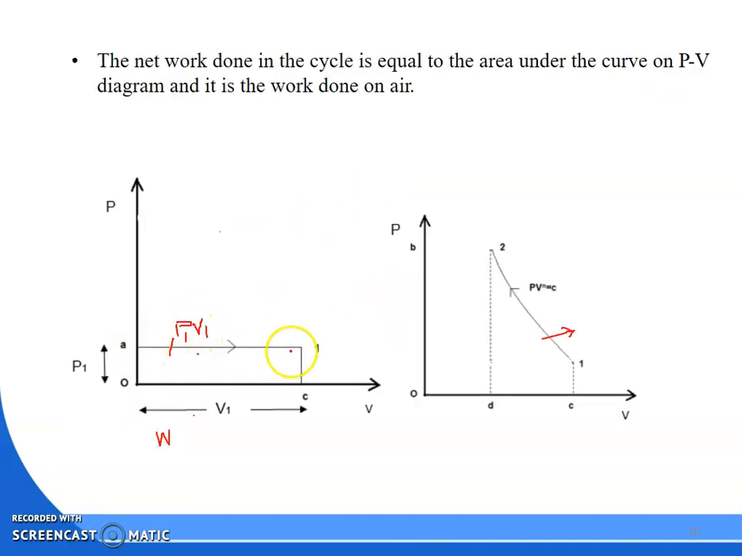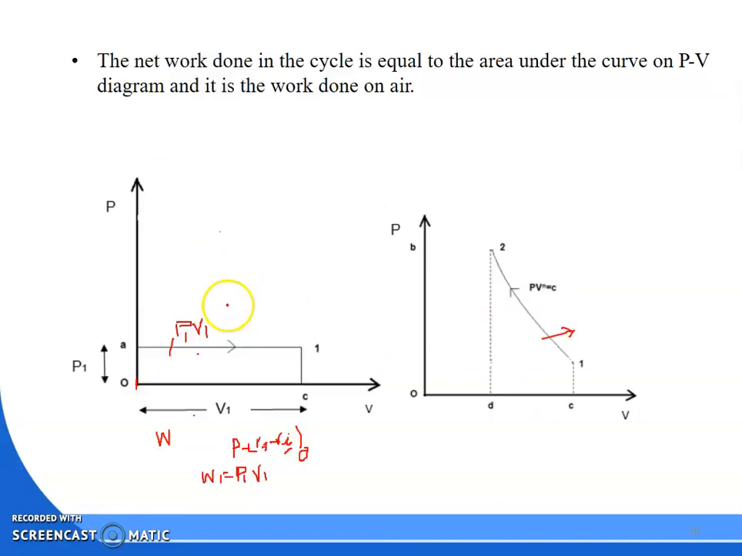Here also A to 1 is a constant pressure process. For A to 1, for constant pressure, what is the work done? P into final volume minus initial volume. What is the initial volume here? There is no volume, clearance volume is not considered, so the initial volume is 0. The pressure here is P1 and the final volume is V1. So P1 V1 is also the work done for the A to 1 process. Then for the 1 to 2 process, the work done, as you know, is P1 V1 minus P2 V2 by n minus 1. Okay.